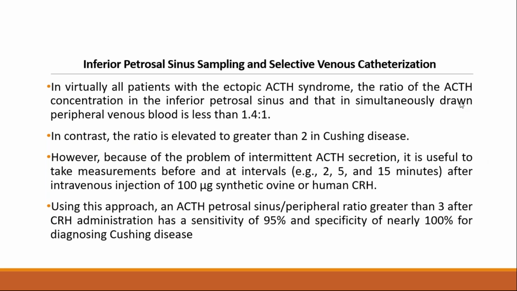However, because of intermittent ACTH secretion, it is useful to take the measurements before and at intervals of 2, 5, and 15 minutes after the intravenous injection of 100 microgram CRH. Using this approach, an ACTH petrosal sinus to peripheral ratio greater than 3 after CRH administration has a sensitivity of 95% and specificity of nearly 100% for diagnosing Cushing disease.